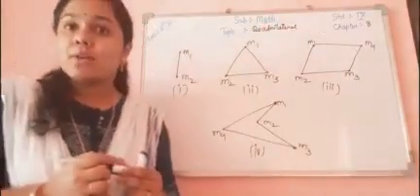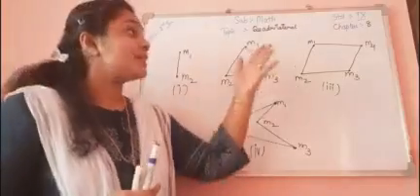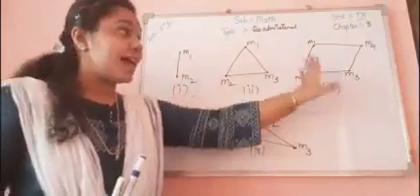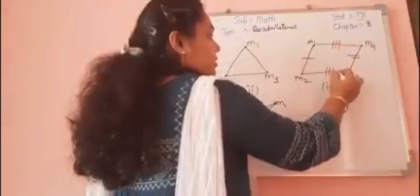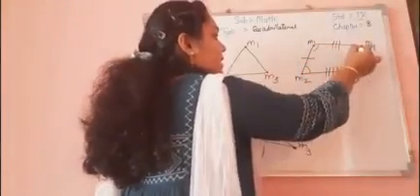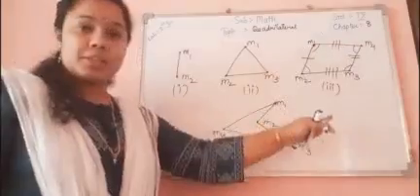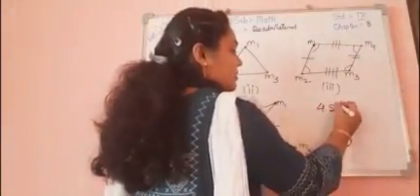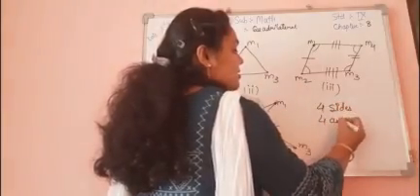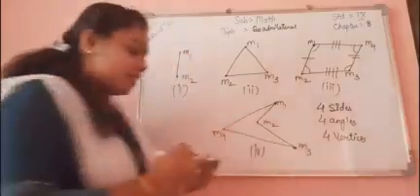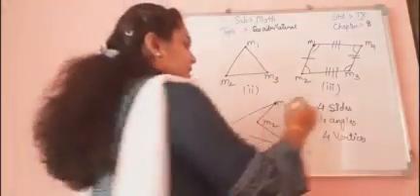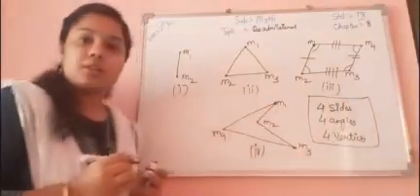How can we identify a quadrilateral? How will you identify whether it is a quadrilateral or not? If it is having 4 sides, like 1, 2, 3, 4, 4 angles and 4 vertices, then it is termed a quadrilateral. It is simple. It should have 4 sides, 4 angles and 4 vertices. Then we can say that it is a quadrilateral.